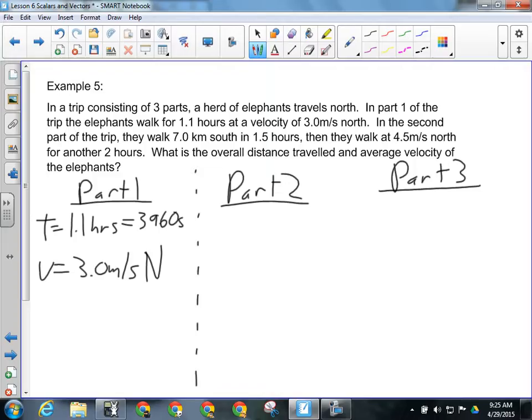For part 2, in the second part of the trip, they walk 7 kilometers south in 1.5 hours. Okay, what should I do with the kilometers? Change it to meters. I've got meters per second here, right? So I might as well have it be in meters so that everything is in meters and seconds. Sometimes on a question, you've just got to decide right at the beginning. I'm going to have my displacements all in meters and my time all in seconds, and I'll change everything else to match.